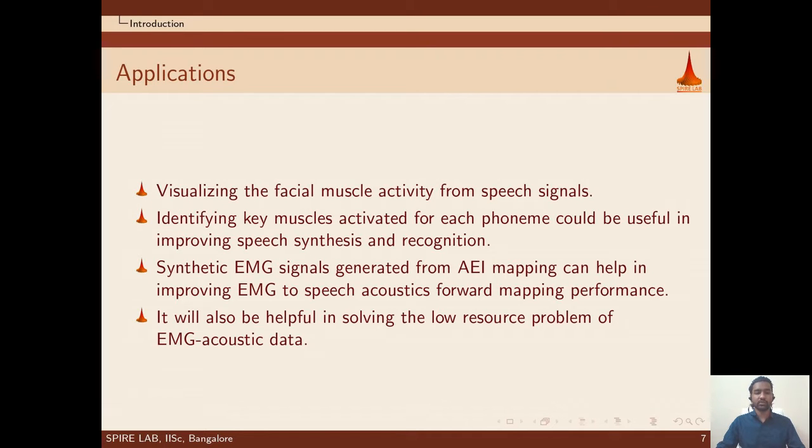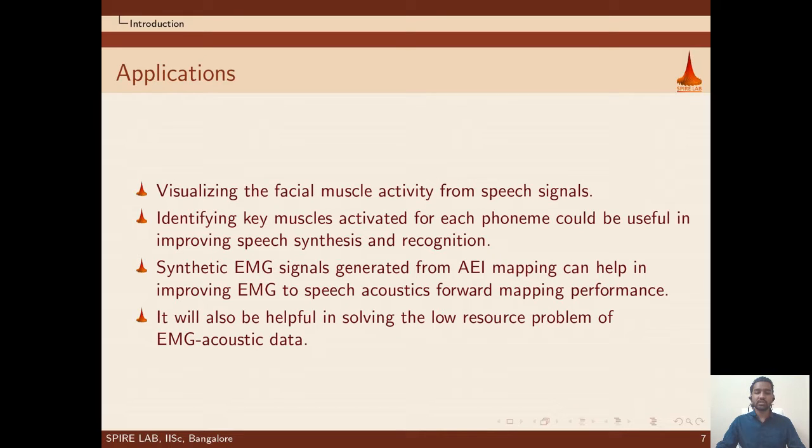Few of the applications of this work. So it can be used to visualize the facial muscle activity from speech signal. This can also be helpful in identifying key muscles which are getting activated for each phoneme, which can further be useful in improving speech synthesis and recognition.